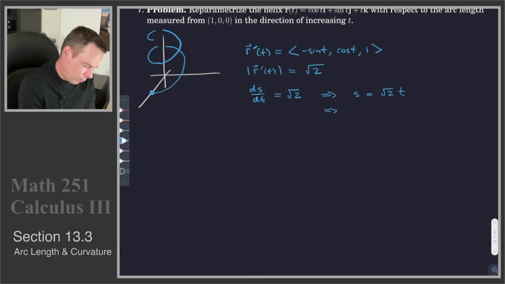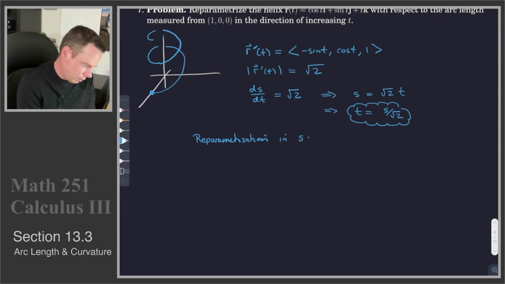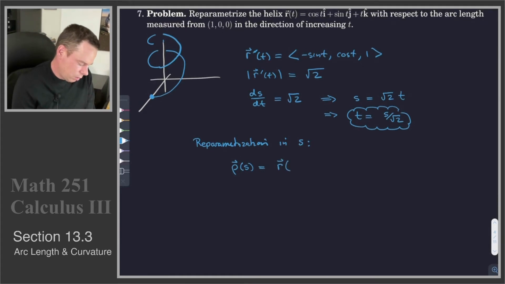And now, from here, I can rewrite t as s over root 2, and that means if I substitute s over root 2 for the variable t in our original function, then I'm going to get a new parametrization of the helix, but it's a unit speed parametrization. So the re-parametrization in terms of s is going to be, we'll call it something else. I don't want to call it r, so I'll call it rho, because rho is the Greek letter of the alphabet sort of corresponding to r. So our re-parametrization is going to be rho of s. That I get by taking my current parametrization r, but replacing t with its expression in terms of s. So I'm thinking of t as a function of s.